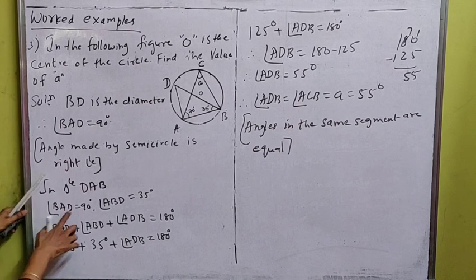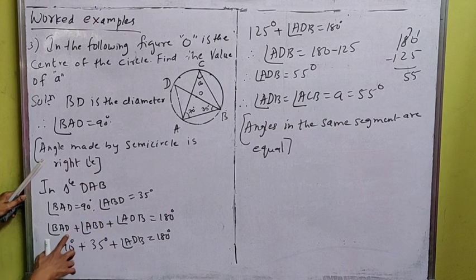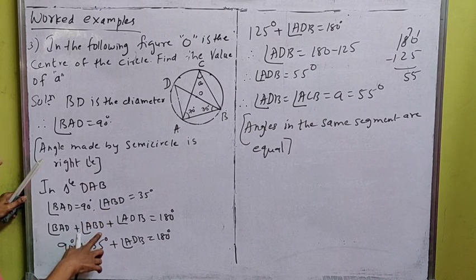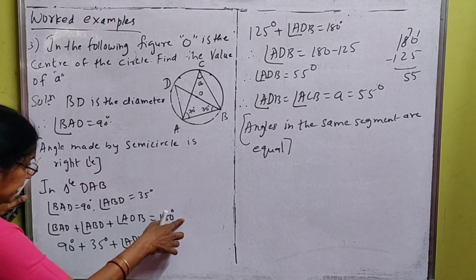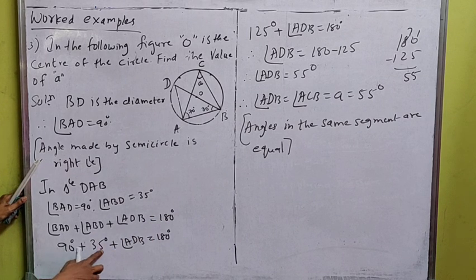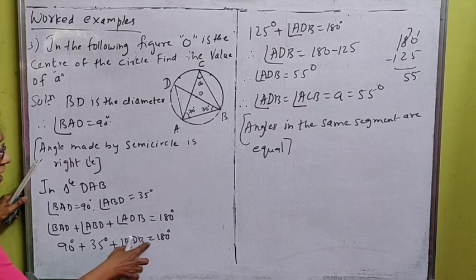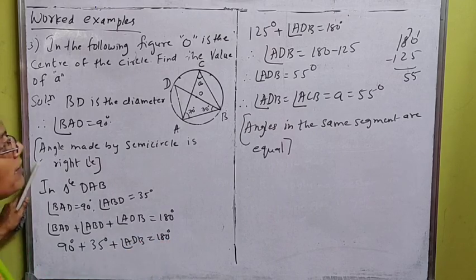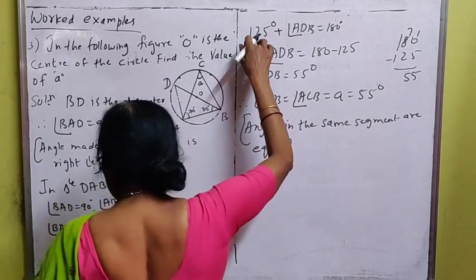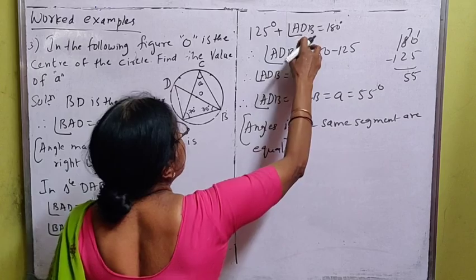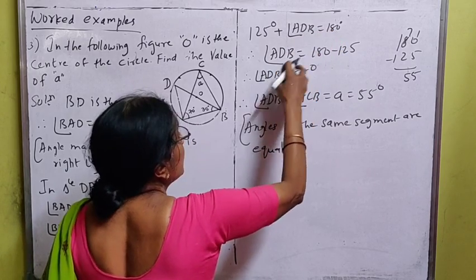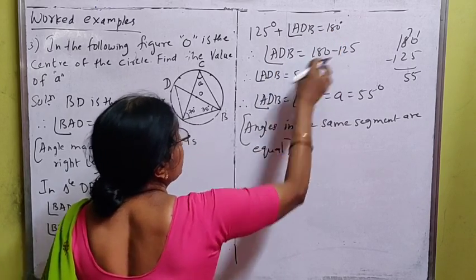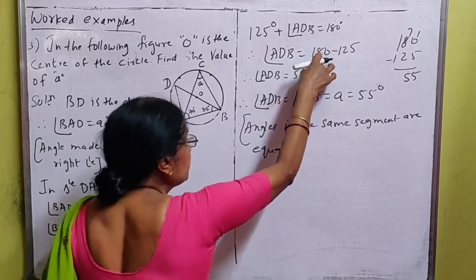So angle BAD is 90, angle ABD is 35. So angle BAD plus angle ABD plus angle ADB is equal to 180 degrees. Therefore 90 degrees plus 35 degrees plus angle ADB is equal to 180 degrees. So what will be angle ADB? 90 plus 35 is 125, plus ADB is equal to 180 degrees. Angle ADB is equal to 180 minus 125. Angle ADB is equal to 55 degrees.